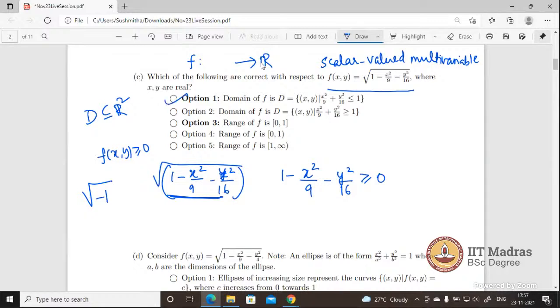That gives me option 1, right? Yes, because I just have to take these two terms to the other side. I'll get x squared by 9 plus y squared by 16 less than or equal to 1. And do you know what this mathematical structure is?